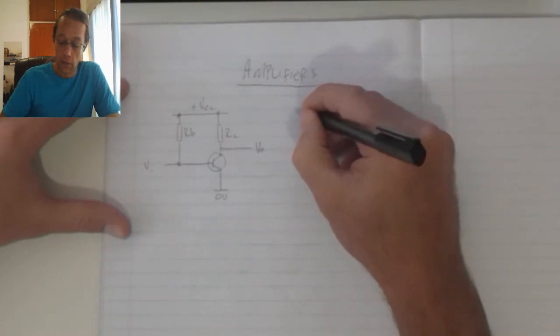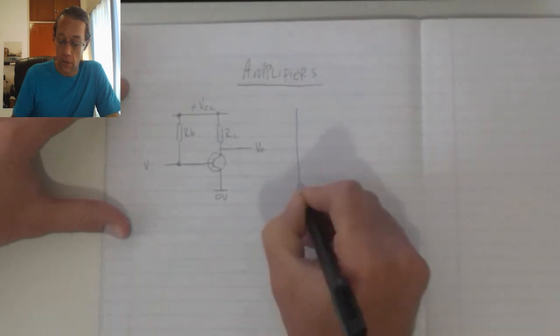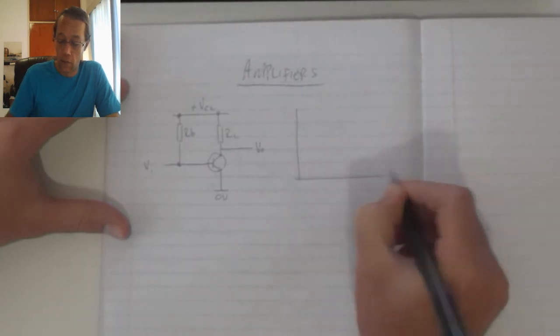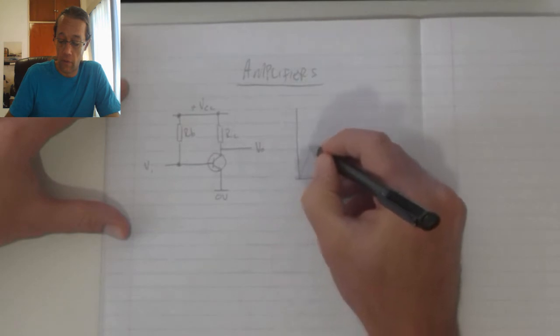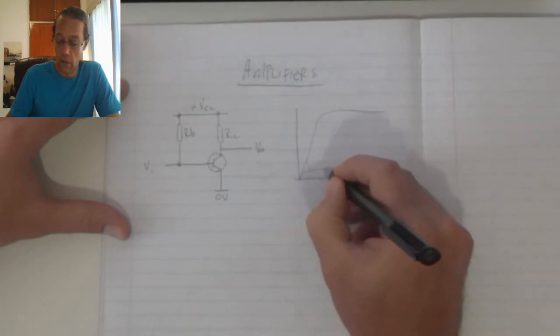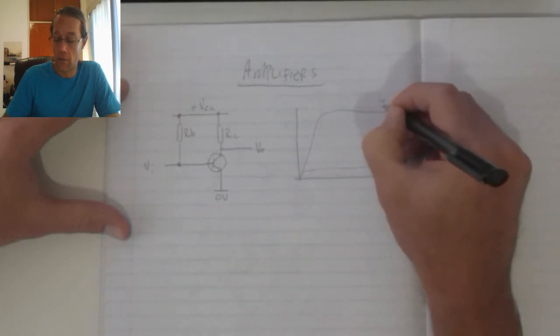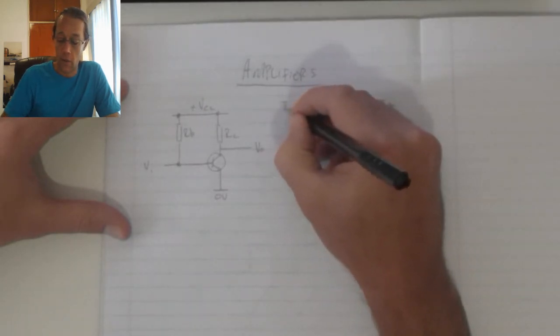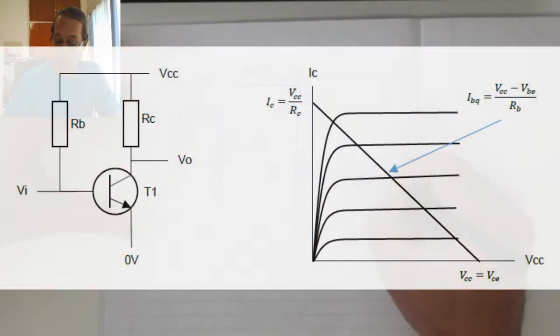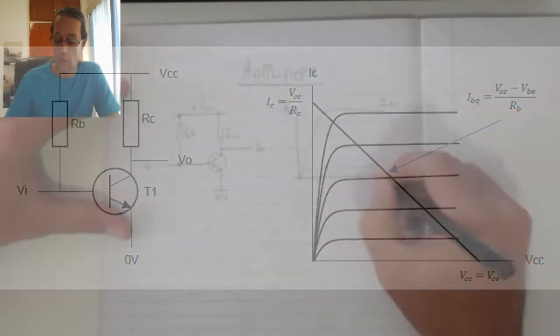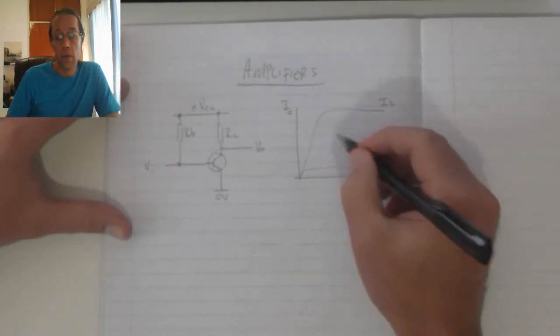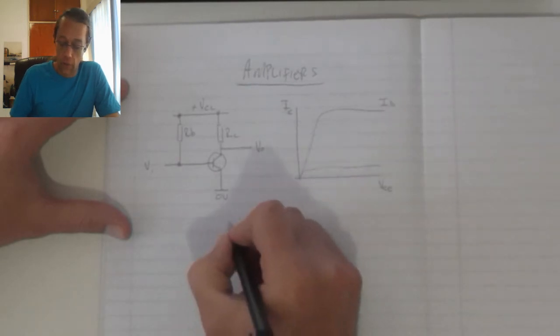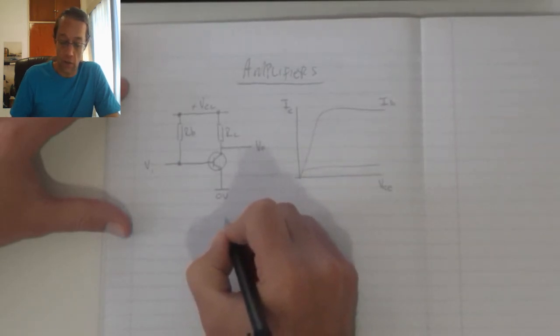Now, if we think back to the transistor's output characteristics, we would recall we would have all those lines going out like that. Each line represented a different base current. The vertical axis would represent my collector current, and then my voltage across the collector emitter would be represented on the horizontal axis.